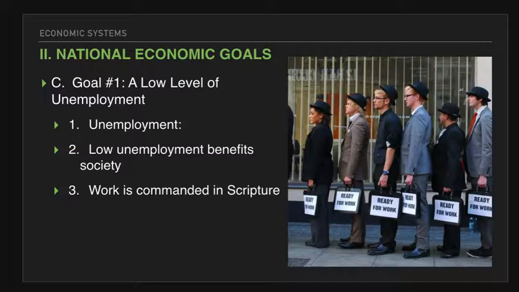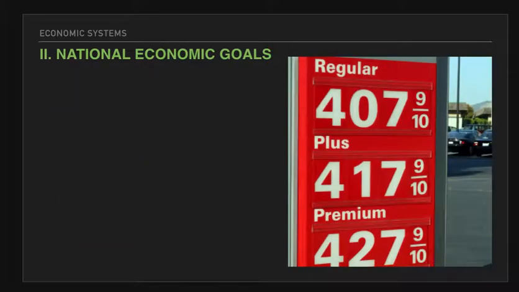And so we're commanded here to be working. God has given us work as something that we can do to honor him. And so let's not be lazy. Even when we do have jobs, let's not be lazy in our jobs. Let's make sure that we are working to glorify and honor him with everything we do. Let's look at goal number 2. We want stable price levels.